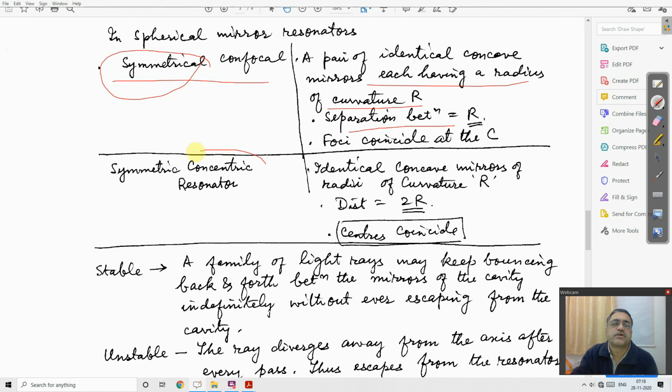In symmetric concentric, what happens? Identical concave mirrors of radii of curvature R, but the distance between them is 2R. Here it was R, so it was symmetrical confocal, which means the foci coincide. Here in the concentric case, the centers coincide.